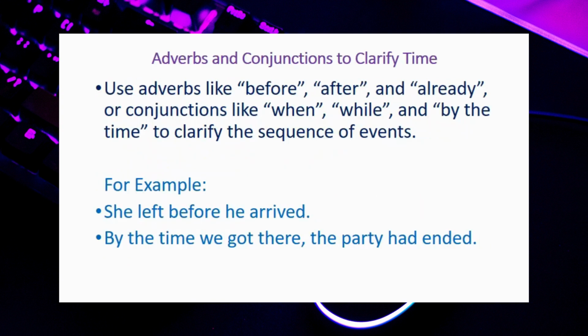To indicate sequence of events, we use adverbs and conjunctions. For example, she left before he arrived. She left earlier, he arrived later. The word before indicates the sequence of events. She left before he arrived.